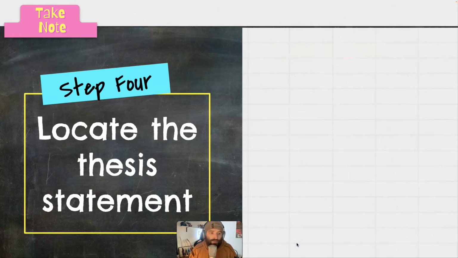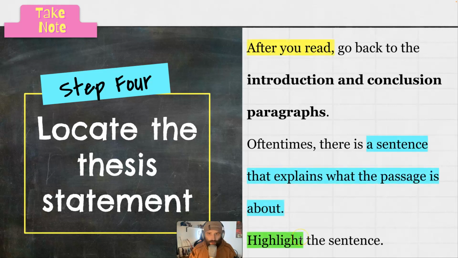Finally, your last step, locate the thesis statement. Now, we're going to do thesis statements in this third 9 weeks. We haven't quite gotten to them yet, so it may be harder for us to identify this. But after you read, after you've identified kind of the main idea of each section, go back to the introduction and conclusion paragraphs, so the first paragraph and the last paragraph, and oftentimes there is a sentence in there that explains what the passage is going to be about.